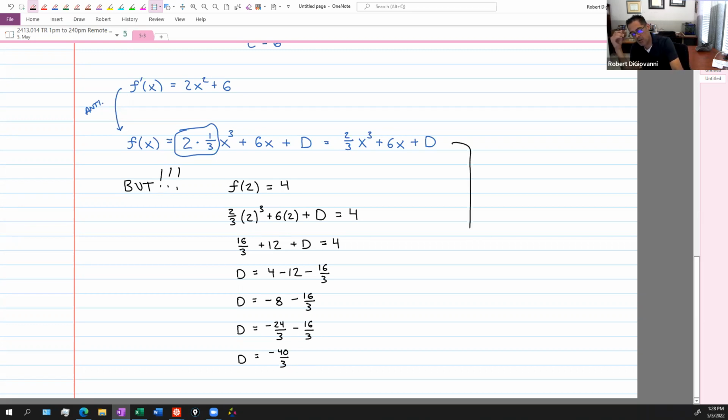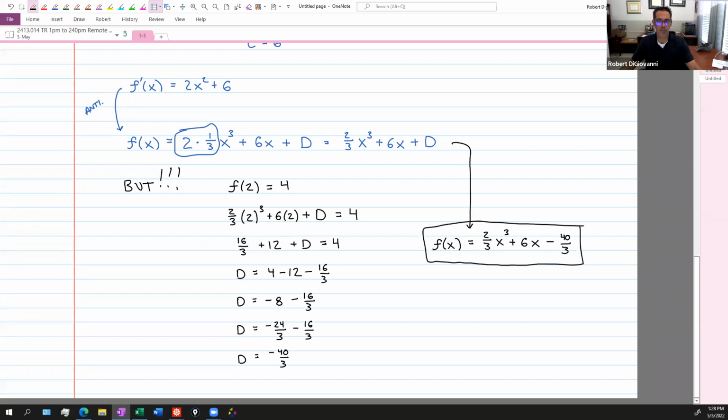Remember, I didn't know exactly what f of x is. Now I do. f of x is 2/3 x cubed plus 6x minus 40/3. All right. Y'all with me on this? Questions?